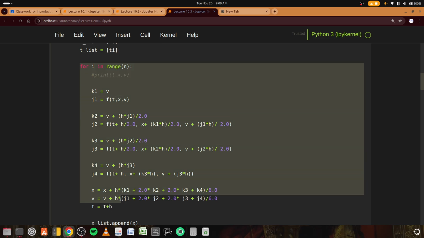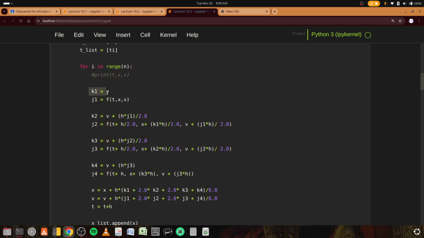Now here this RK4 method is starting, right? So first you have to find what is K1. K1 is actually v, the initial velocity v. Then this J1 will be f of t, x, v, right? And what is this K2? K2 will be this v value, the initial point, plus h star J1 divided by 2, right?